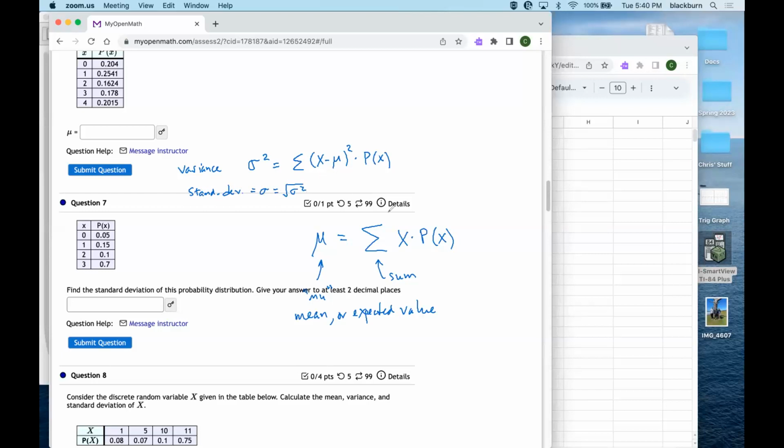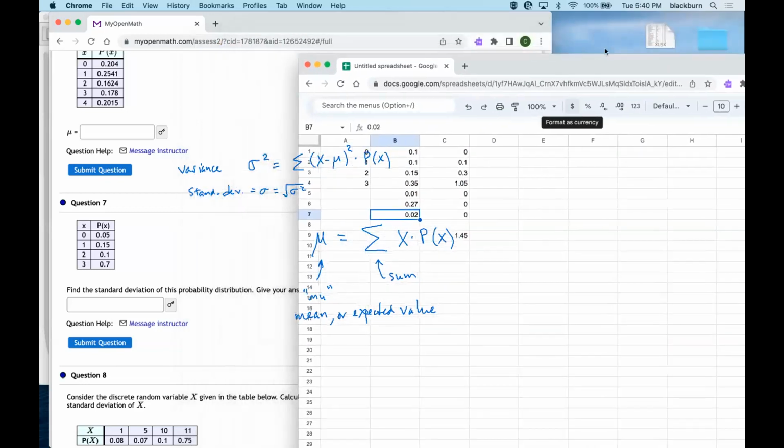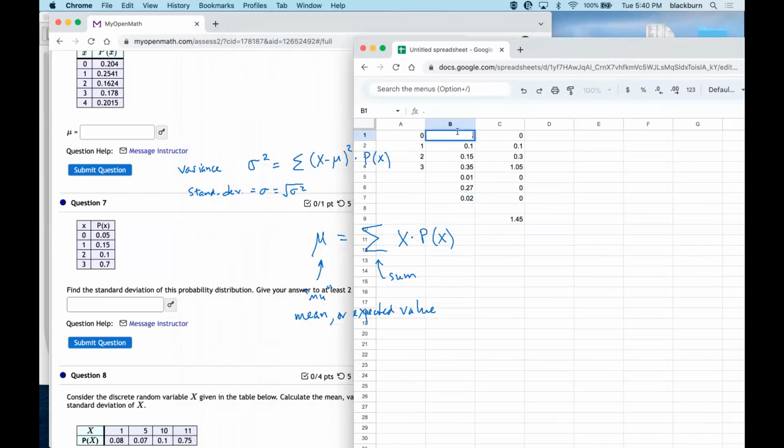Okay, so I want to put that table into my spreadsheet. We're going to do number 7 together in the spreadsheet. So here we go. I basically can do 0, 1, 2, 3, then get rid of those. No, my writing's in the way, isn't it? There we go. And then I can do 0.05, 0.15, 0.1, and 0.7. Now let's get rid of those, and we'll get rid of those too. Okay, so now this 2.45 is actually going to be the mean. That is the mean right there, or your mu, right?